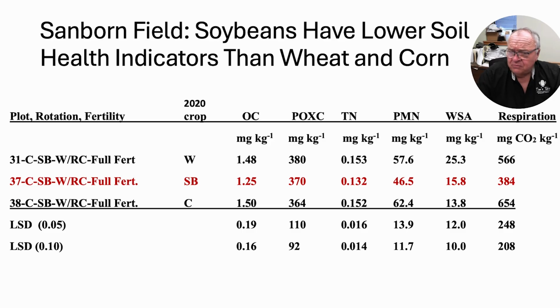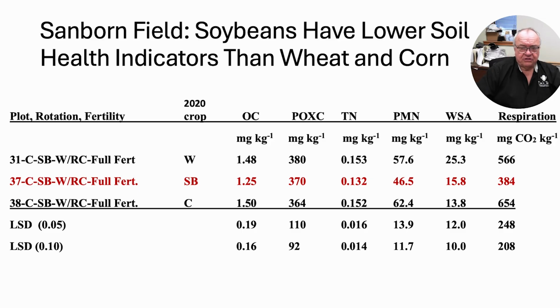There is epoxy C, which is a carbon source for the soil microorganisms. There really isn't much difference between the three species. However, there is less total nitrogen with the soybean phase, which is a little bit surprising because it's a legume. And there is potential mineralizable nitrogen, which also is a nitrogen source that's available for the plant, is also less with soybean. But our water stable aggregate stability is significantly less between soybean and wheat. Really no difference in corn.